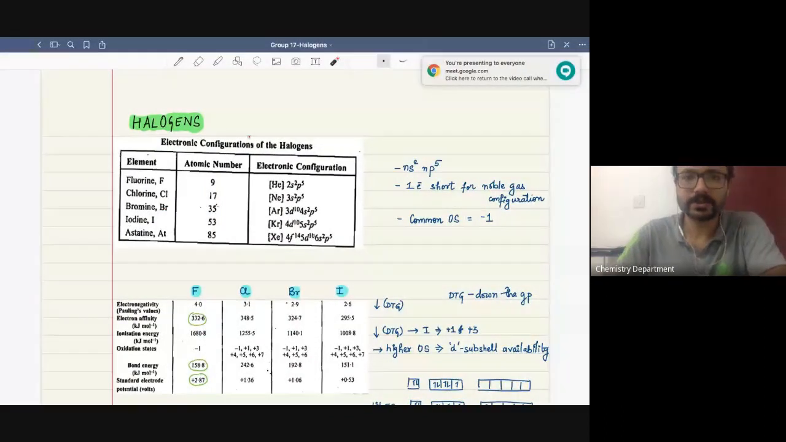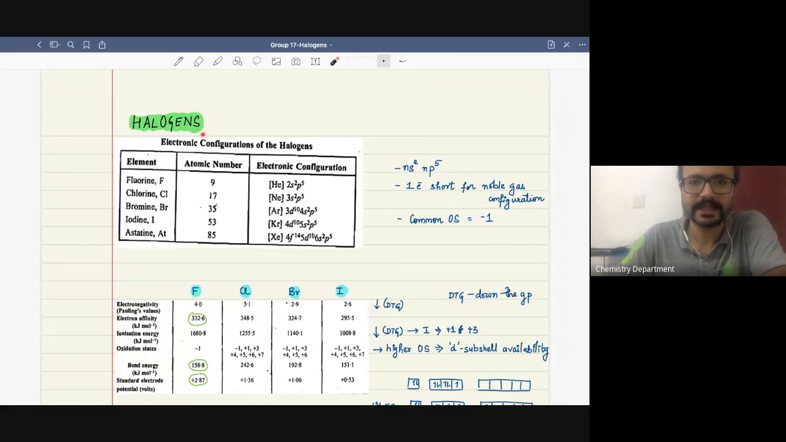Fine. So today we will start our discussion on the halogen family. So halogen family you are aware of. It is composed of fluorine, chlorine, bromine, iodine, and astatine. And we have their electronic configuration mentioned here. So bromine and iodine are the ones having completely filled d subshells, and then astatine is the one that is coming after the filling up of the f subshell.